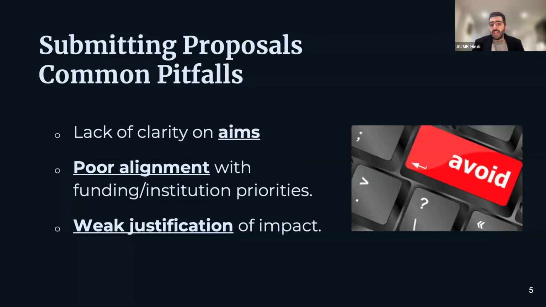And once again, weak justification of impact. So it's one thing to say that you're going to answer the research question, but then it's another to explain what is the importance of asking this research question? Why are we doing this research? What's the impact? So that's the kind of common pitfalls that I see.